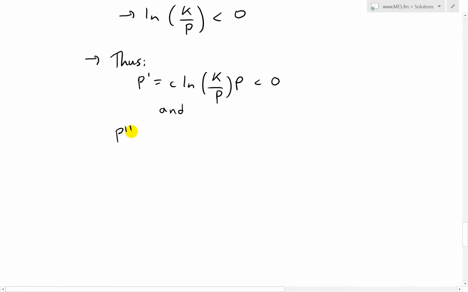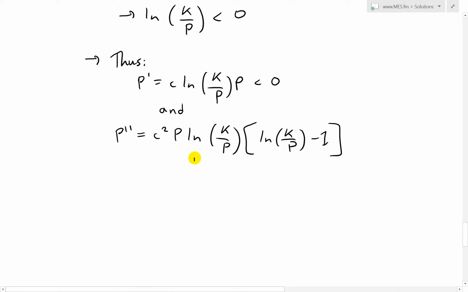The difference here is that the second derivative p double prime equals c squared p ln of k over p times the big part right here, ln k over p minus 1. Since the first part is less than 0, this is a negative. And since we have less than 0 minus 1, that's also negative. So we have two negatives, which makes a positive. So this is greater than 0. This means the second derivative is greater than 0, but the first derivative is less than 0, so it's decreasing, except the rate at which it's decreasing is actually slowing down.